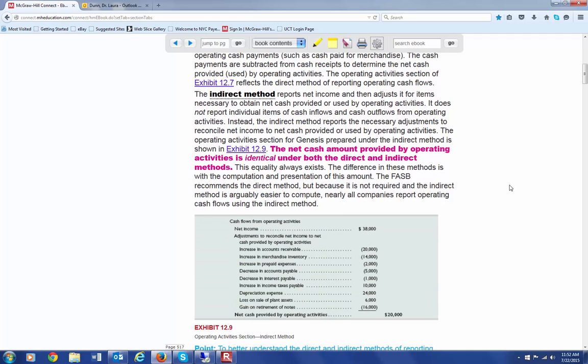Now, the amount you're going to end up with, regardless of which method you use, is going to be the same. The net cash amount provided by operating activities should be identical under the two methods. It's just a different way of doing it. The Financial Accounting Standards Board recommends the direct method, but the direct method is generally more tedious to do because you're having to list each individual thing. And so it's not required, even though it's recommended. So most companies actually use the indirect method.